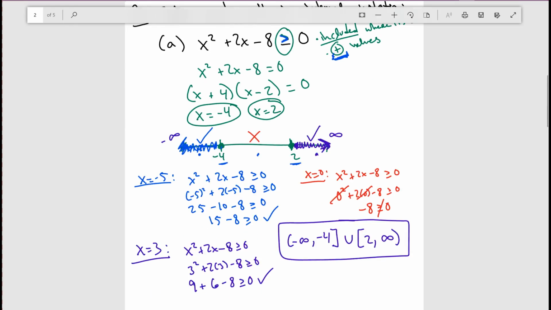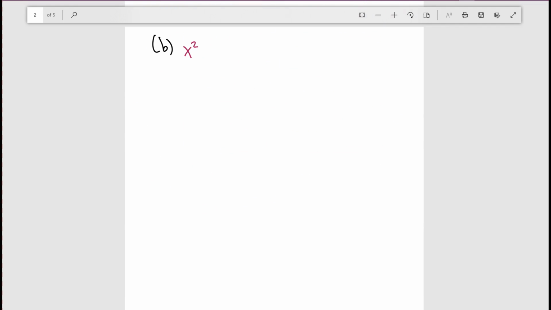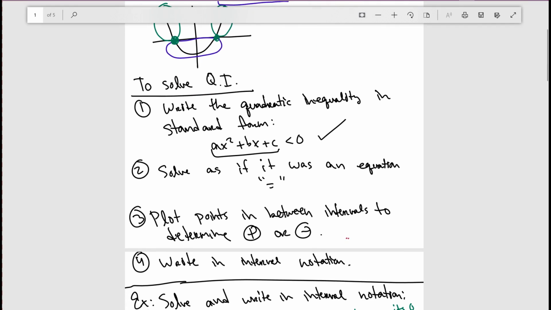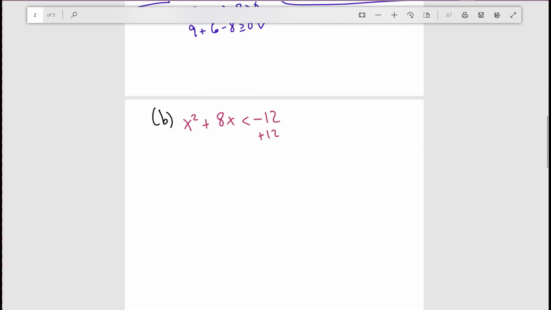So that was part A. Let's do part B. Part B: x squared plus 8x is less than negative 12. Okay, so this is the problem that we're going to do. So the first thing is that we need to figure out whether this is in standard form. And it is not in standard form, because we want a 0 on the other side. So we're going to add the 12 first. So we're going to have x squared plus 8x plus 12 is less than 0.